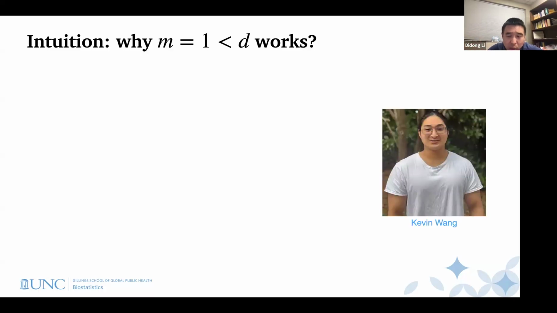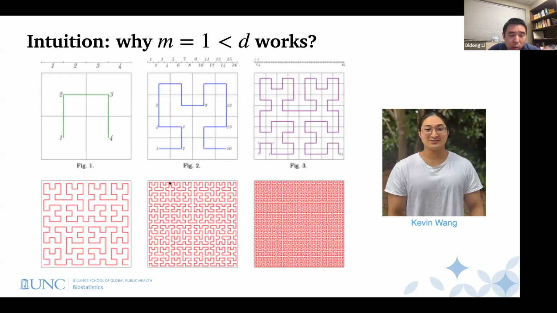My student, Kevin, who led this project, gave this very nice intuition: look at this space filling curve, which is a common tool in topology. We start with a simple curve, and we make it more and more complicated. Eventually, this curve fills the entire space, which is two-dimensional. This is an example where a one-dimensional object can fill two-dimensional space. You can extend this to a higher dimensional case.